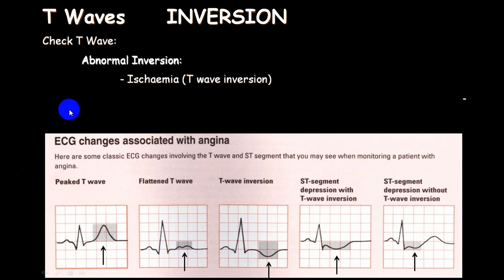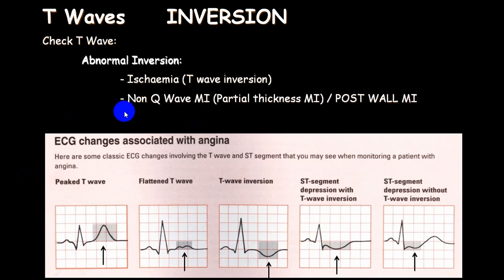So T wave inversion you can get in ischemia. You can have it in a non-Q wave MI, particularly what we call a subendocardial infarct or non-Q wave MI, or non-STEMI. In that also you can have a T wave inversion along with ST segment depression. In a posterior wall MI, in lead 1, V1, V2 and V3, you can have a small R wave with ST segment depression and T wave inversion, the opposite mirror image of V7, V8, V9.